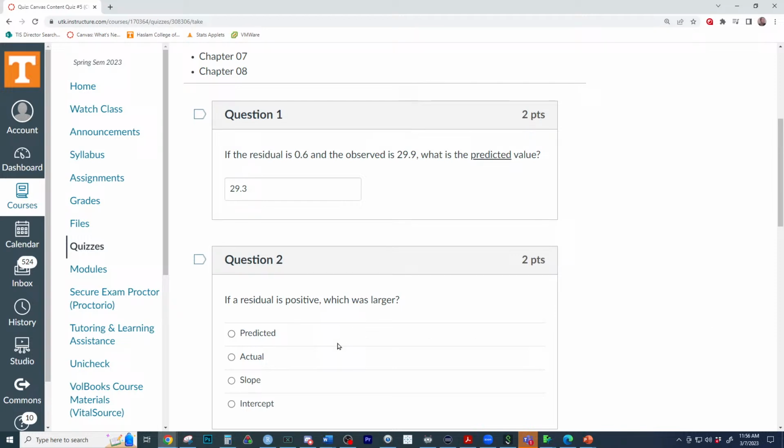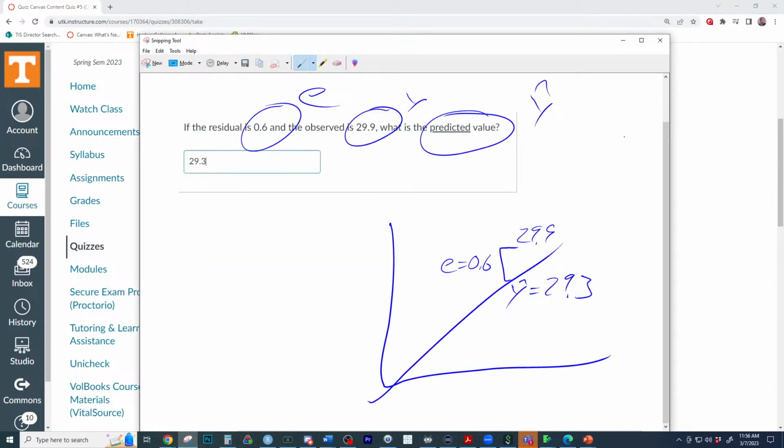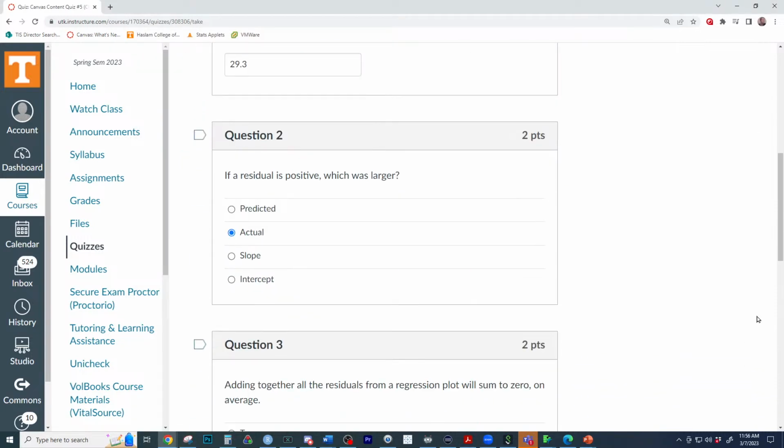Okay. If the residual is positive, which one is larger? Well, we just saw that right here. This one gives it away. The observed is the actual. The predicted comes from the line, and we already solved this, and we had a positive residual. So these are a perfect combo of questions where we can see that the observed dot up here, which is the value of y, is higher than the predicted value. So very, very good right there.